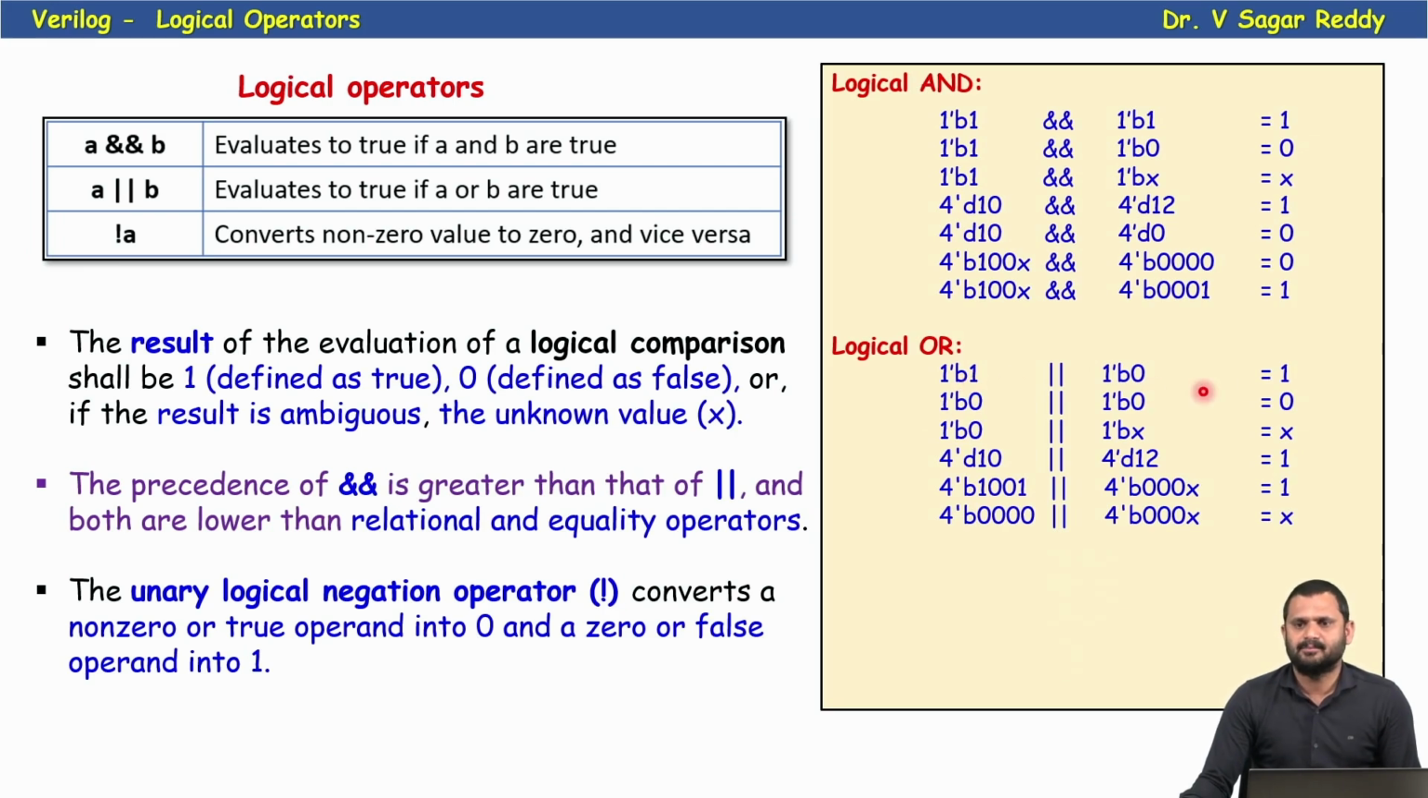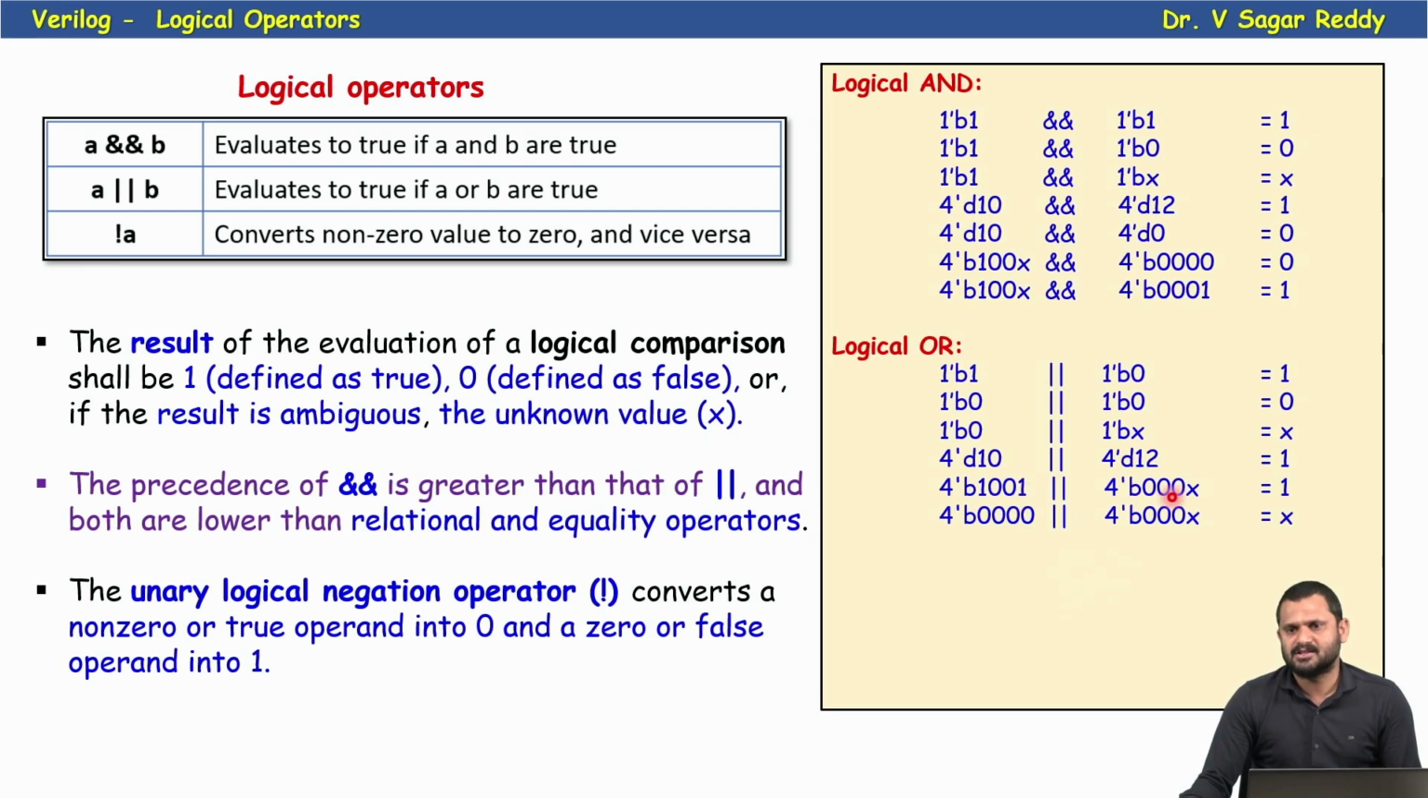1 or 0 gives 1, 0 or 0 gives 0, 0 or x: the result depends upon this x. If we consider x is 0, the result is 0. If x is 1, the result is 1. So the result is unknown, ambiguous, and we represent it as x. Now 10 and 12, both are true. Anything other than zeros we consider as true. So true or true gives 1.